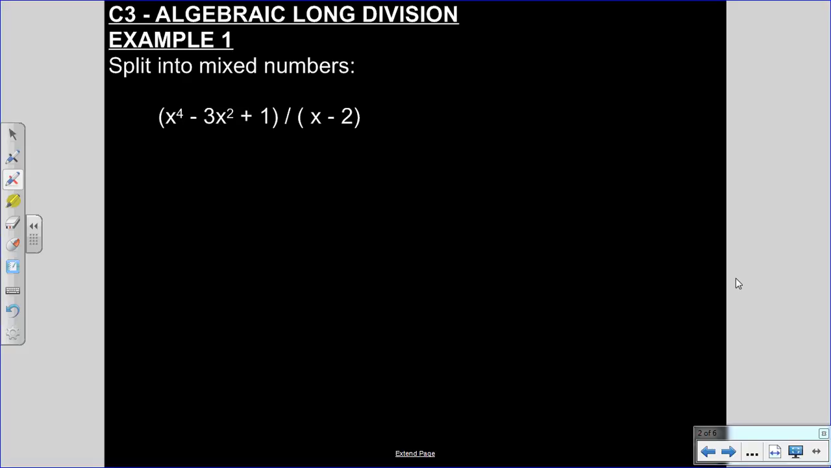How does the method work? Well, let's first write the problem. We're trying to divide x to the 4 minus 3x squared plus 1 by x minus 2. The idea is we're trying to write this in factorized form so that x minus 2 is a factor as close as possible, and then we're trying to adjust. Okay, so how do we do that?